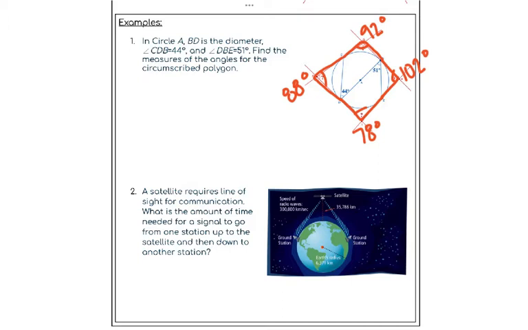So the second question is asking more of a real-world scenario. A satellite requires a line of sight of communication. What's the amount of time needed for a signal to go from one station up to the satellite and then down to another station using the information that you have? Okay, so after you have figured this out, it should end up being 0.28 seconds.